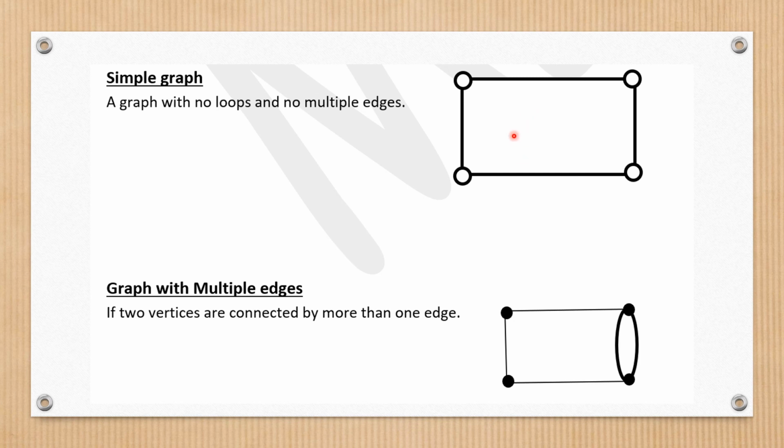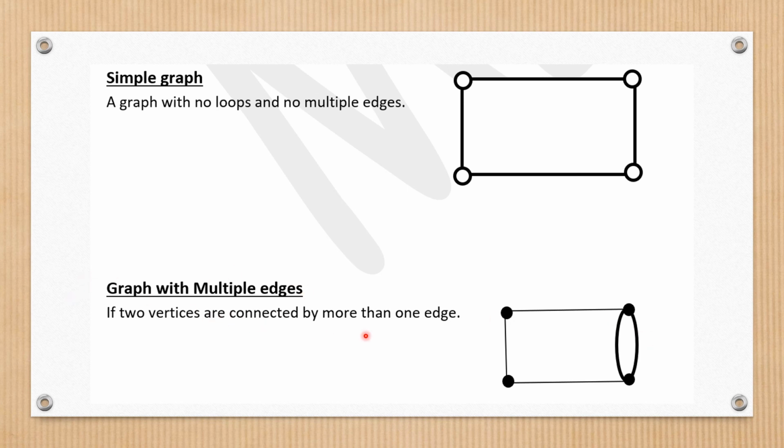Now, this one is called a simple graph because it has no loops. Do you remember loops? A loop is an edge whose endpoints are the same. We start here, then we go through the edge, but we return to this same vertex. So that is what loops are. But this particular graph doesn't have that, so it is called a simple graph.